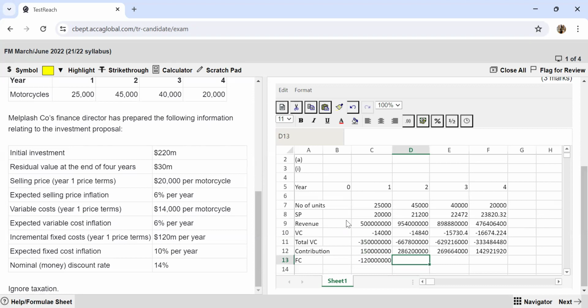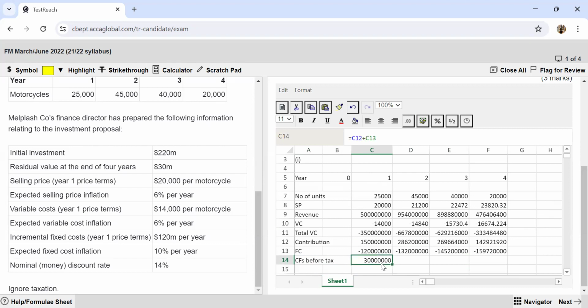So I've input $120 million and then I'm going to apply an inflation of 10% to this figure over here and then drag it to the remainder of the years as well. Now the difference between the fixed cost and my contribution is going to give me my cash flows before tax. Now over here I do not really have tax, so before and after tax will be the same. So this and this. Again, you can drag this to the remainder of the cells. So now you do have your cash flows with yourself.